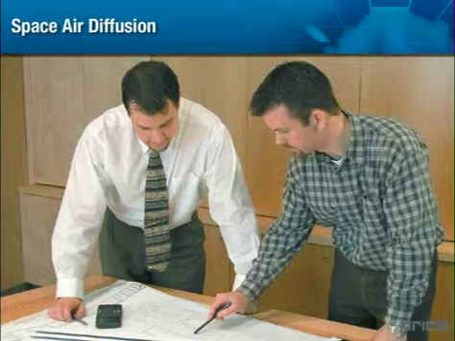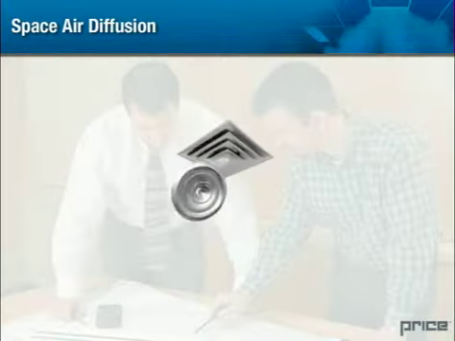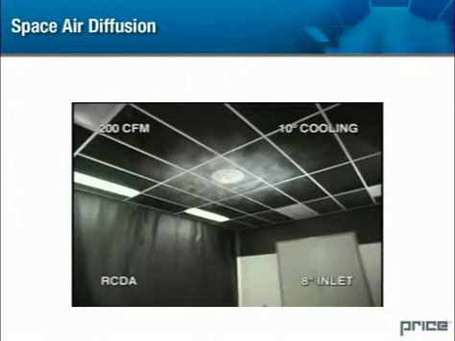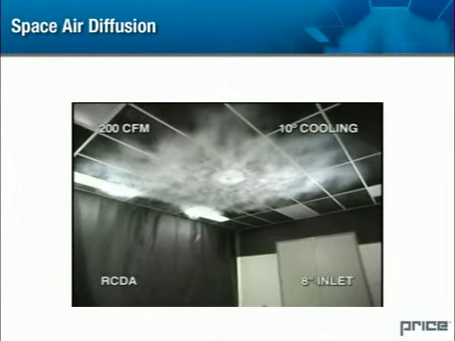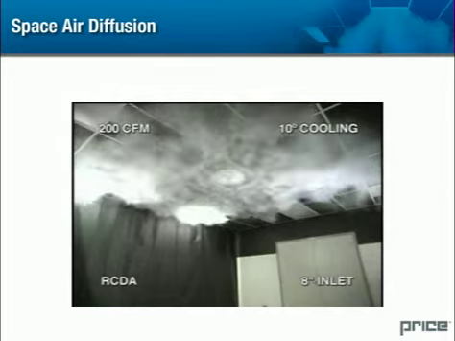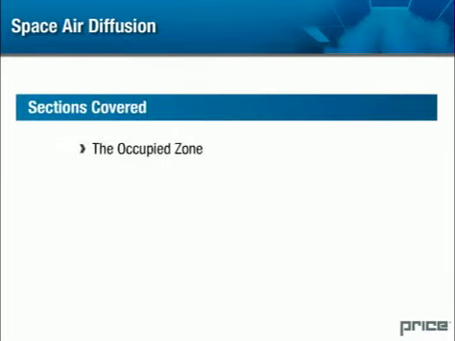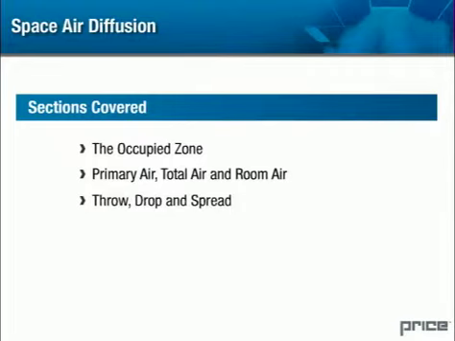In order to be an effective HVAC designer, you must be able to choose the proper air diffusion devices for your application. And you can't do that without first having a basic knowledge of how air is distributed and moves around in a room. In the upcoming training module, we'll cover the fundamentals of space air diffusion, including such topics as: 1. The occupied zone. 2. Primary air, total air, room air. 3. Throw, drop, and spread. 4. Convection currents. And 5. Returns.